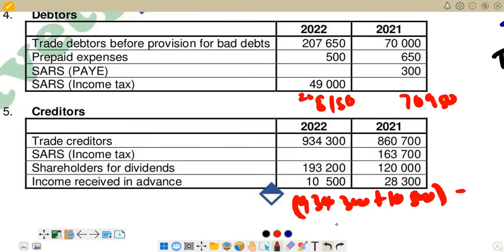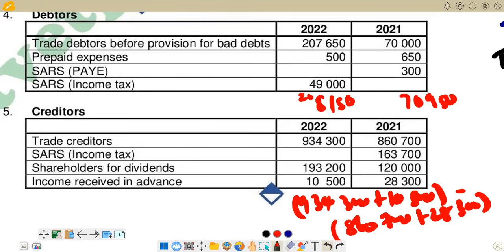Then we subtract the total at the beginning, whereby it's 860,700 and we add 28,300. So that's the calculation that we are just going to summarize there. And you would see that this is an increase of a current liability. And whenever there's an increase of a current liability, we are going to see a positive. So we leave the answer as a positive.